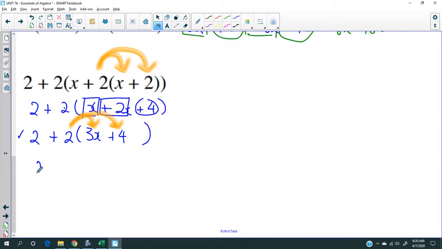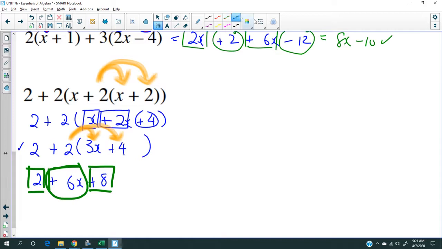Okay, so that's 2 plus, right? 2 times 3x is 6x, 2 times 4 is 8. Next step, combining like terms again. Nope, that's not a like term. These two are like terms, right? That means this is 2 plus 8, that's 8 plus 6x. Now, you know what your teacher wants, right? He wants the letter in the front, and that's how you do it.